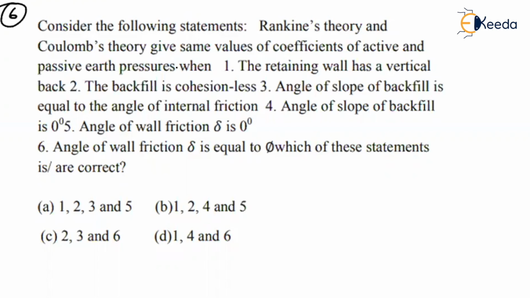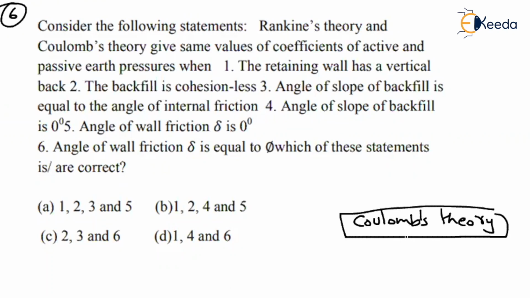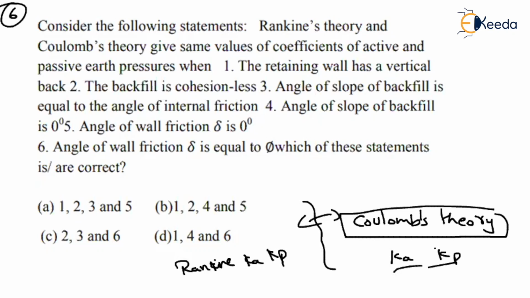Have we discussed anything about Coulomb's theory? Yes, we have seen the assumptions. But have we ever seen what the Ka value and the Kp value are? In Rankine's theory, we have seen the Ka value and also the Kp value, but we haven't seen anything for Coulomb's. Then how can I pick the correct answer, such that if I use both theories, I will get the same Ka and Kp values?